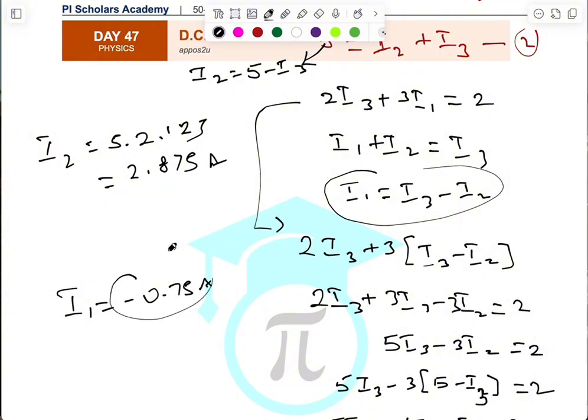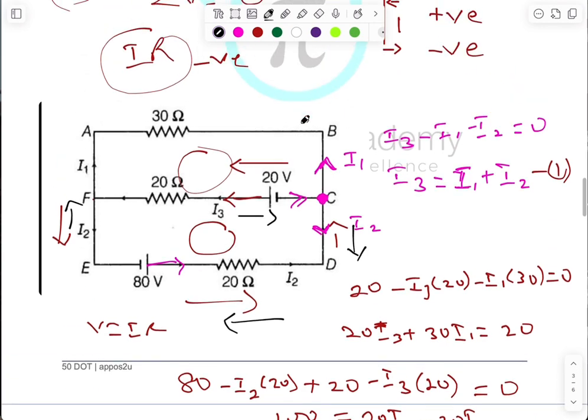So why did we get a negative answer for I1? It means that the direction I chose is not the correct direction. So this current is actually not going in this direction, it is actually moving in the opposite direction instead. So it is okay if you get a negative value for your current. It just means that you should have traveled in the opposite direction instead. And that's basically how you apply Kirchhoff's rule.